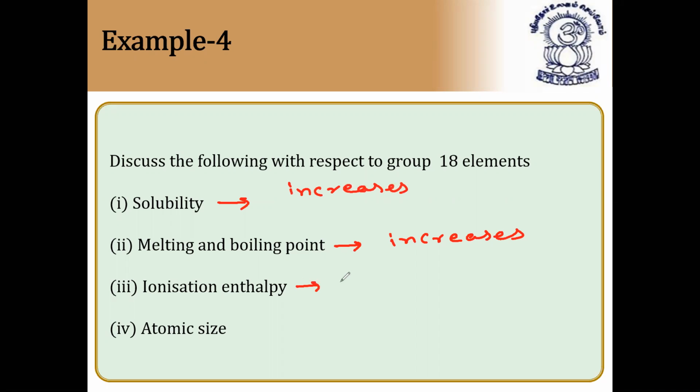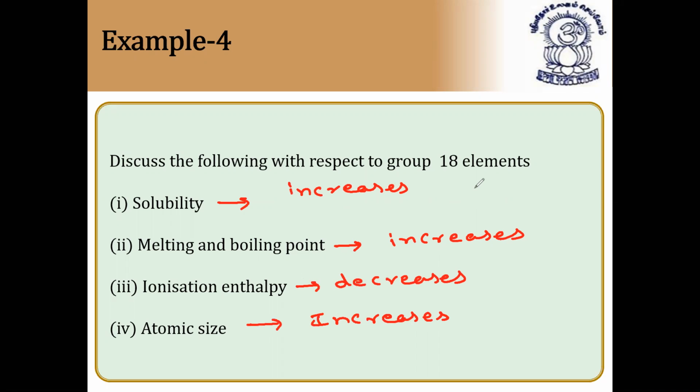Ionization enthalpy decreases down the group. Atomic size increases. So these are the four answers we have. Atomic size increases. Solubility increases. Melting point and boiling point increase down the group.